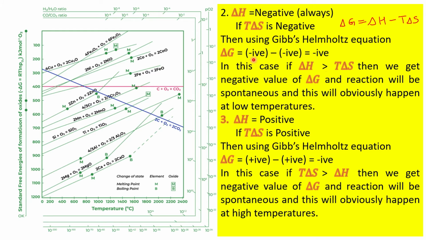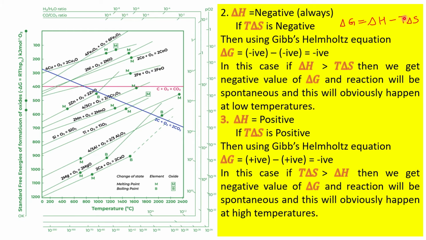Then we get the negative value of delta G, because this is negative here, and this is greater than this T delta S. So obviously this negative value will overcome the T delta S value, and the higher the negative value of delta H, the higher would be the negative value of delta G, and your reaction will be spontaneous, right? And in such conditions, your reaction will proceed even at low temperatures. So this will obviously happen at low temperature.